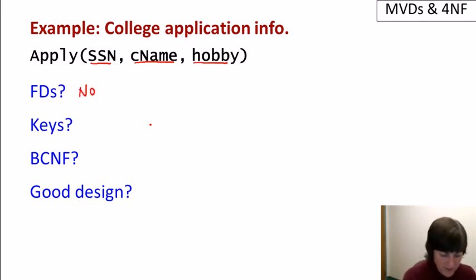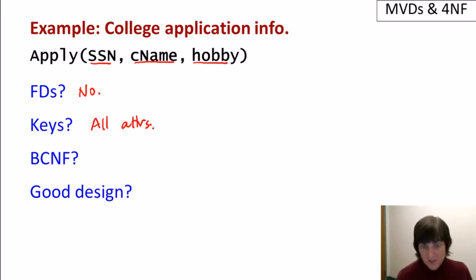Actually, we don't have any at all. The Social Security number does not determine the college name or the hobby or anything in the other direction. With no functional dependencies, the only key for the relation then is all attributes of the relation. So is this relation in Boyce-Codd normal form? As you might remember from the previous video, Boyce-Codd normal form says all functional dependencies have a key on the left-hand side. Well, since we have no functional dependencies, then the answer is yes. It is in Boyce-Codd normal form.